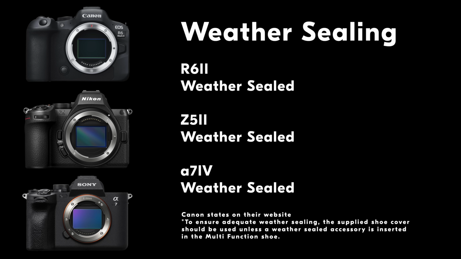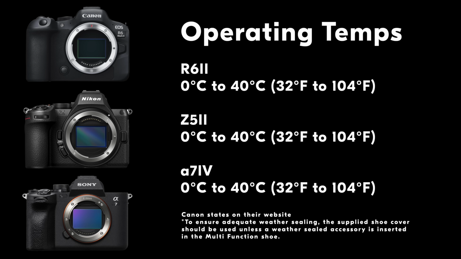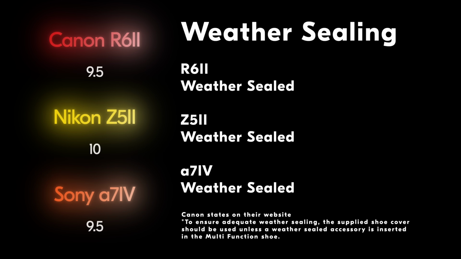Weather sealing. As we discussed, the digital hot shoes do seem to be a potential weak spot when it comes to weather sealing. Other than that, all cameras appear to be professionally weather sealed, and they all have exactly the same operating temperature, 0 through to 40 degrees Celsius, or 32 Fahrenheit up to 104 Fahrenheit. But because of Nikon's robust weather sealing and no potential for ingress via a digital shoe, Nikon takes the win.